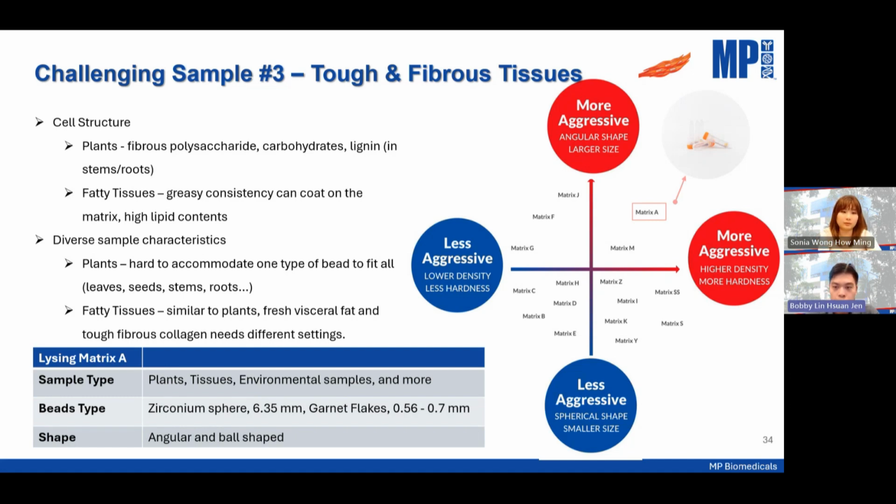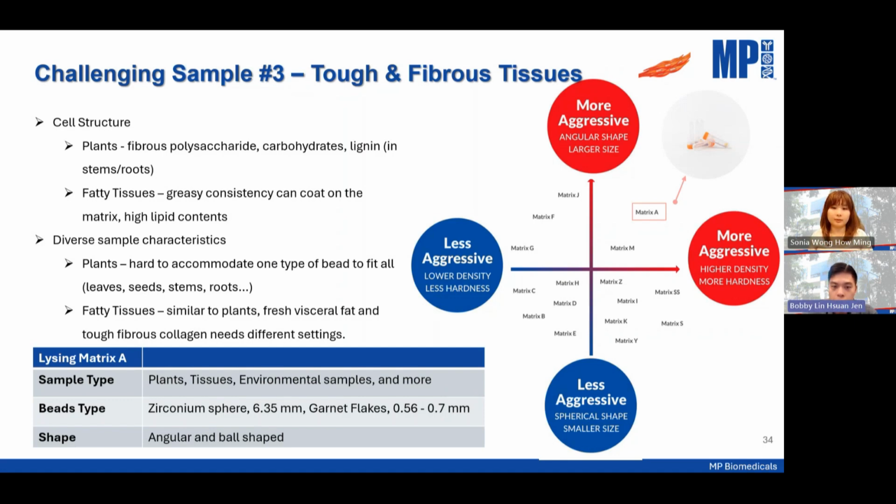So in order to address this, we recommend the lysing matrix A, which Dr. Sonia has just mentioned in her previous case study. This type of lysing matrix bead is very suitable for plants, tissues, or even environmental samples like soil and feces. Because of the bead types it contains, the zirconium spheres and garnet flakes, it is more of an all-around angular shaped bead that's able to tackle all these samples above.